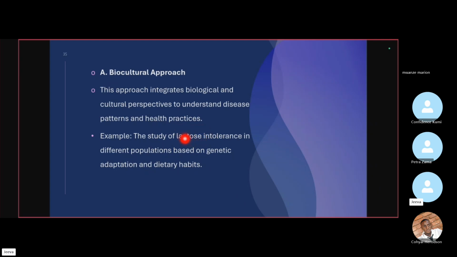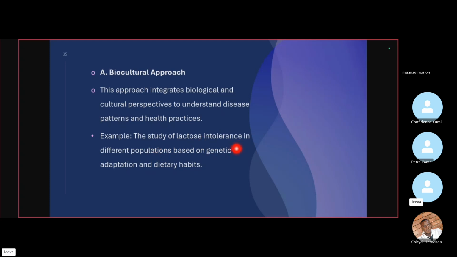So when you are studying how many people or how much of the population has this lactose intolerance, you will study based on their genetic adaptation, like where they are living, what their dietary habits are, what supplements they take in a day, what the daily supplements they have are. All those things you will look after, right?